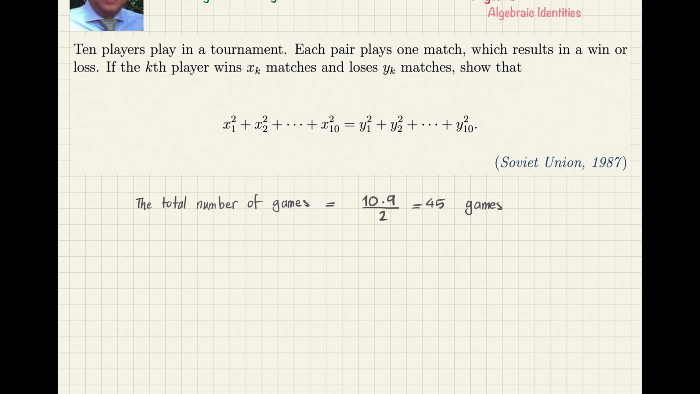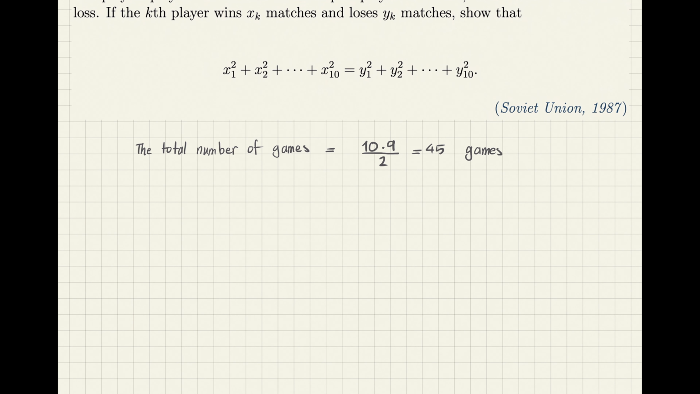On the other hand, if I ask you what is x1 plus y1, then you can immediately answer this. x1 is the number of wins for player 1, and y1 is the number of losses for player 1. If I add them together, it would be the total number of games that player 1 has played in this tournament, which is 9. But this can also be said about x2 plus y2.